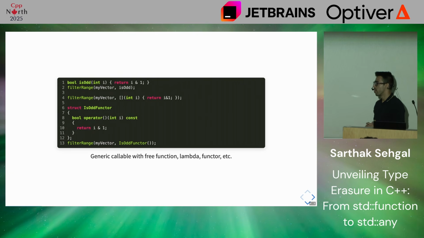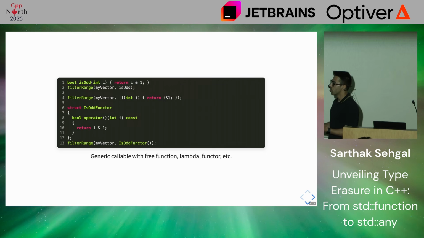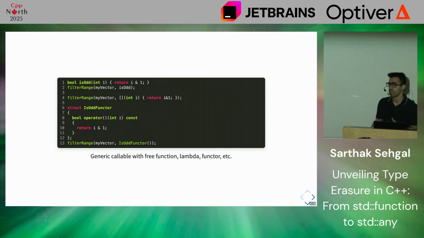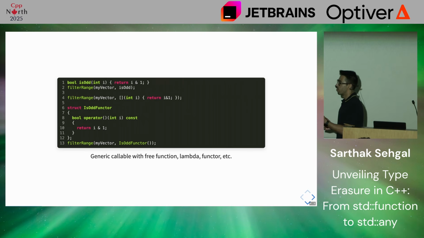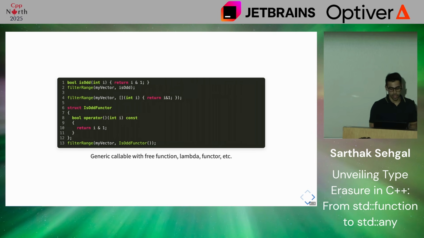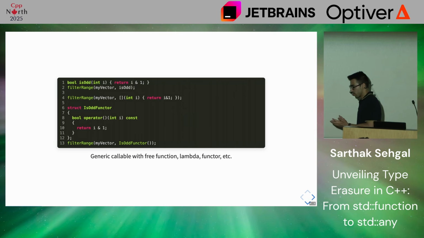The interesting thing to note here is that the filter range function is not templated. Ideally, you don't want it to be templated. You want to have a concrete type for the function as the second parameter, and yet it should be assignable using three completely different types: a free function, a lambda, or a functor. These are three completely different concrete types in C++, and the client should be able to pass these. So how can we do this?